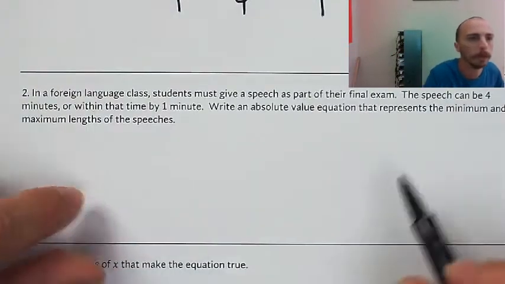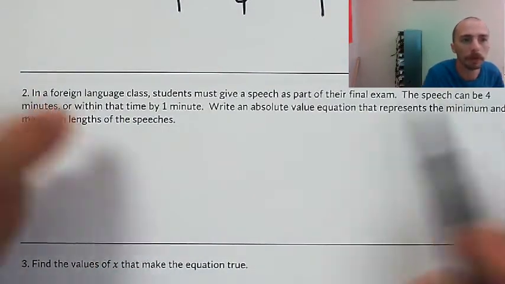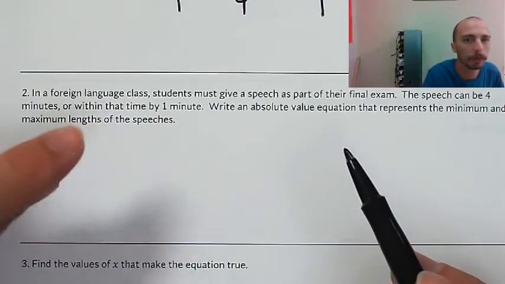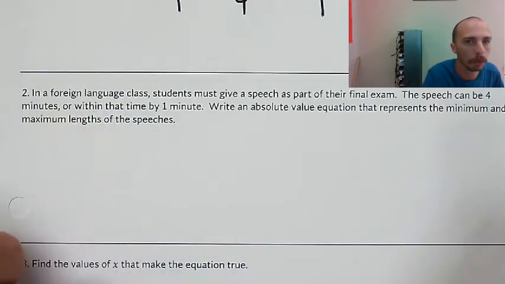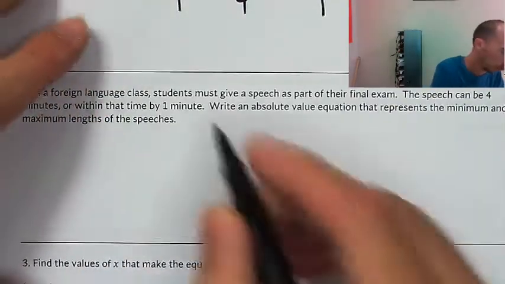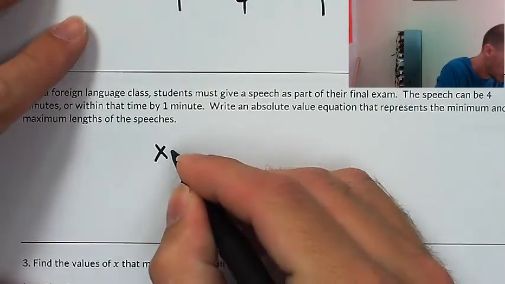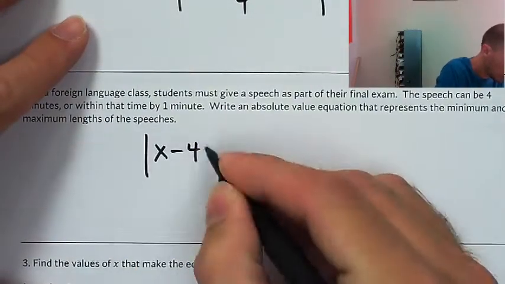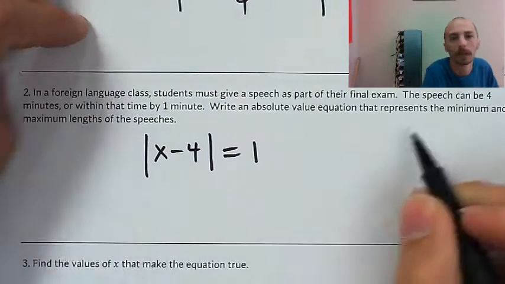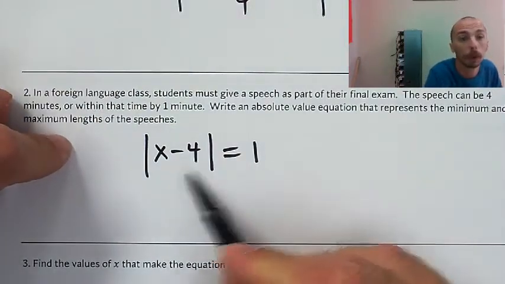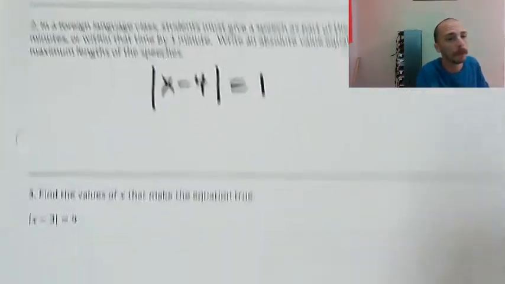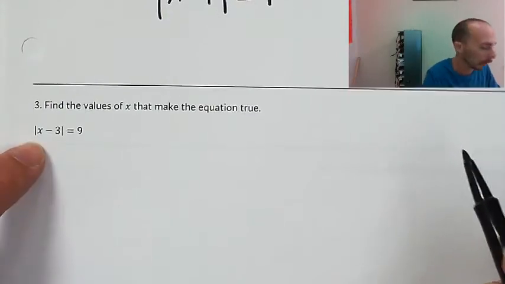That's positive 4. Okay. Talking about a speech that can be 4 minutes or within that time by 1 minute. So the difference between the speech time and 4 is at most 1. So we can write that with an absolute value equation by x minus 4. The absolute value of that is exactly 1. Because that would be the maximum and minimum lengths of the speeches if we're off by exactly 1 minute. Okay, finding the values of x that make this equation true.